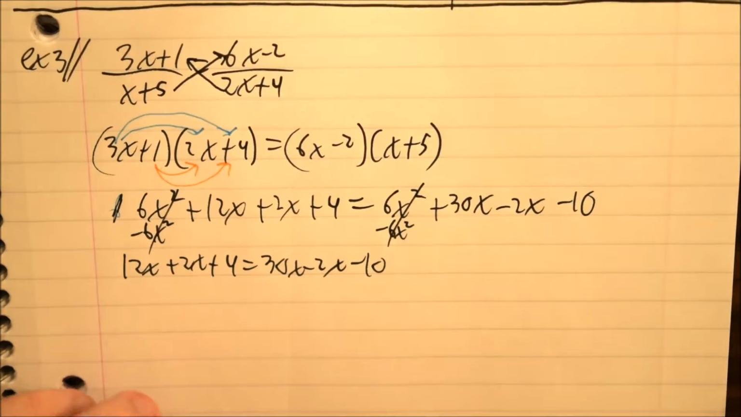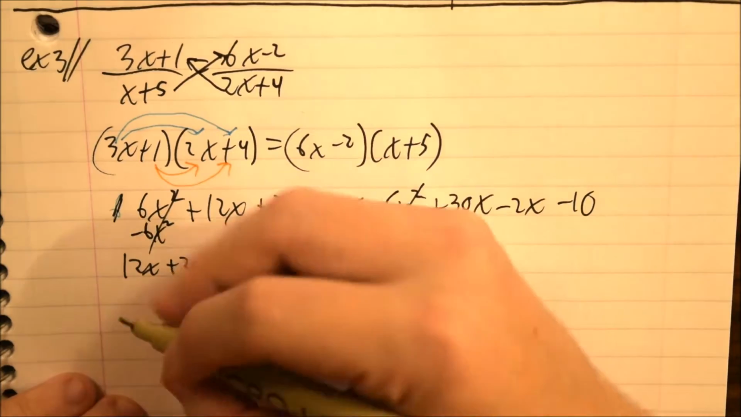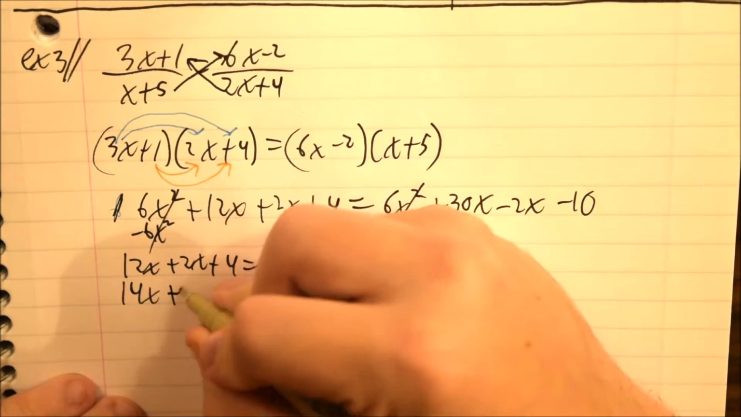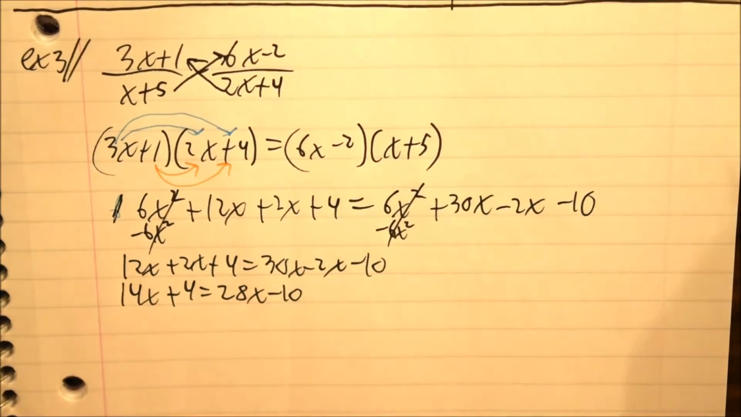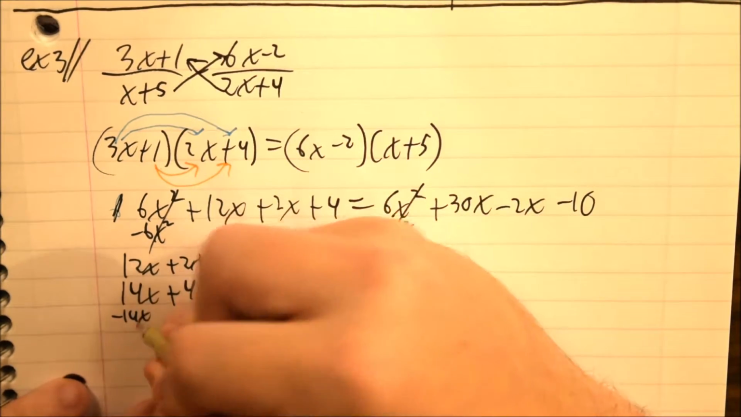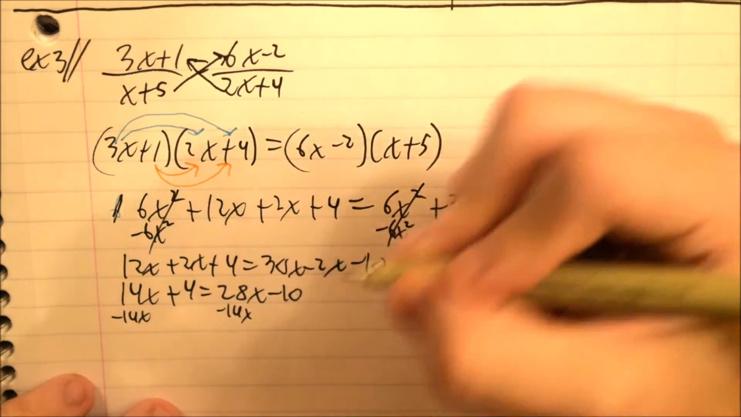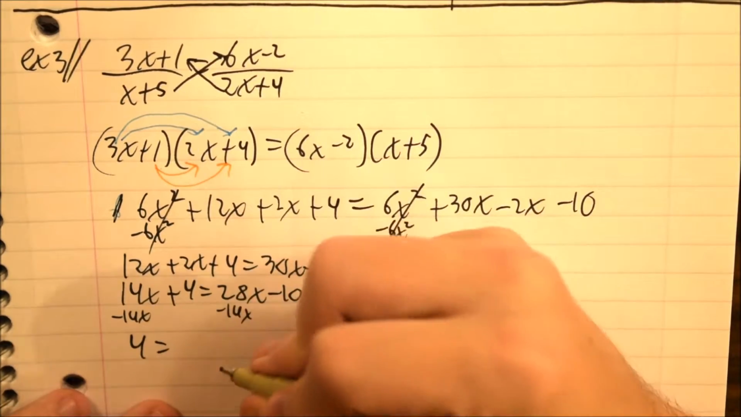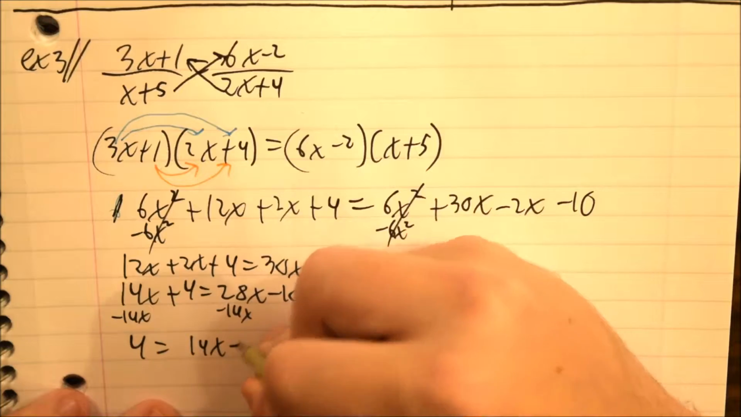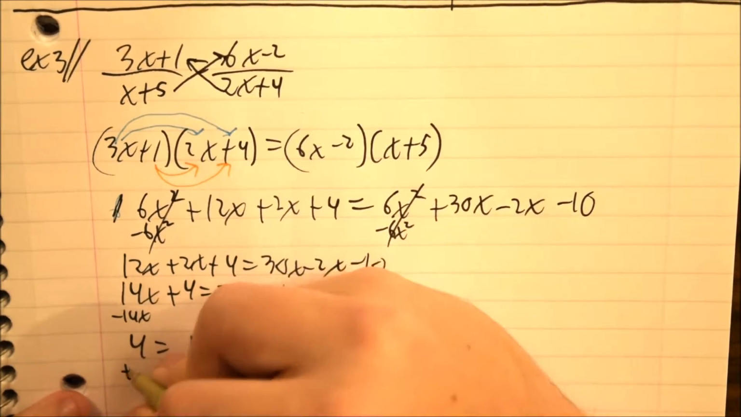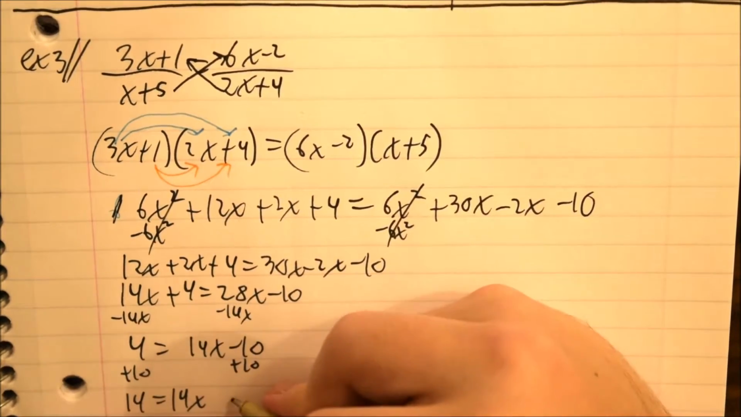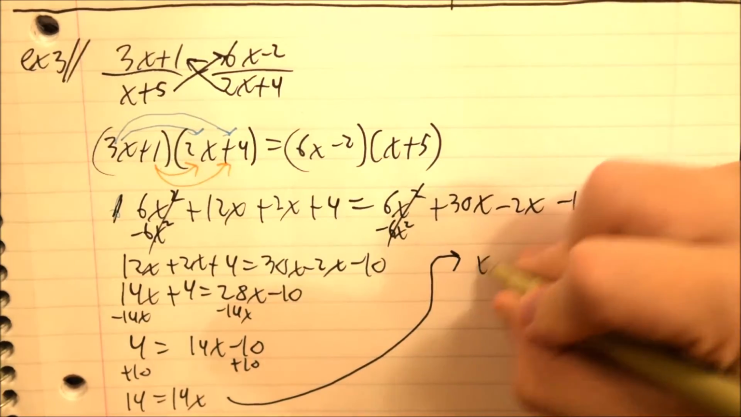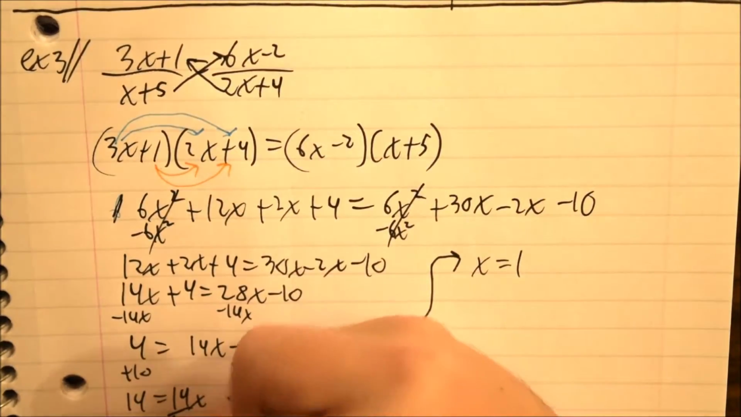I'm going to combine like terms. So that's going to give me 14x plus 4 equals 28x minus 10. And now I'm going to subtract 14x. And that gives me 4 equals 14x minus 10. Add 10 to both sides. And I get 14 equals 14x. So that gives me that x equals 1 if I divide both sides by 14.